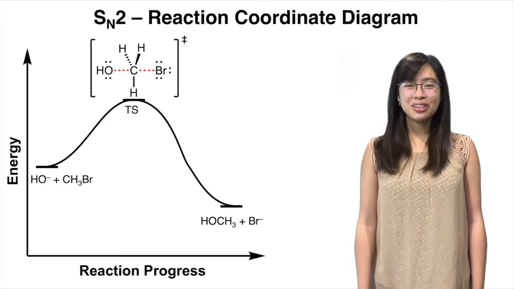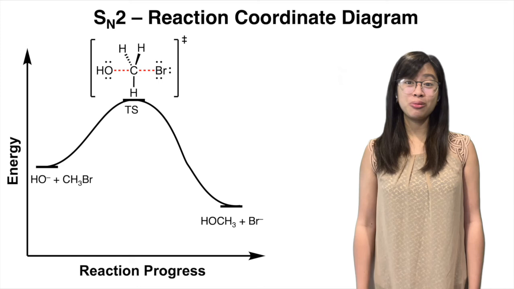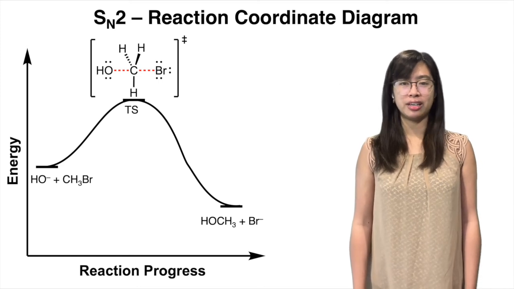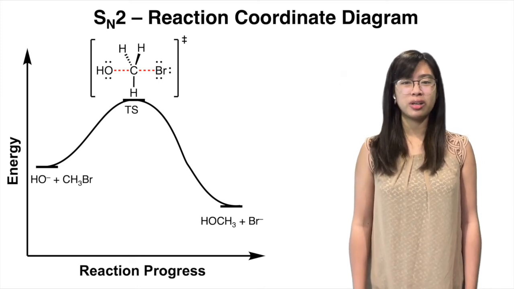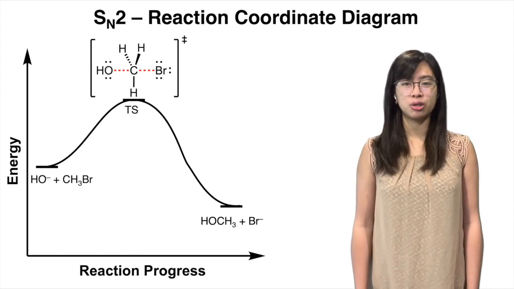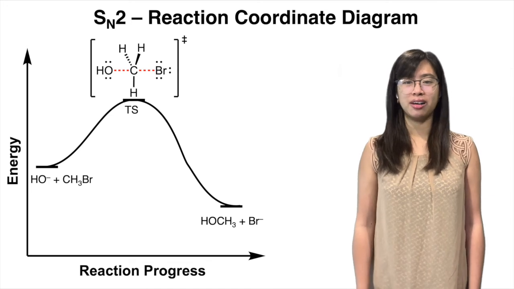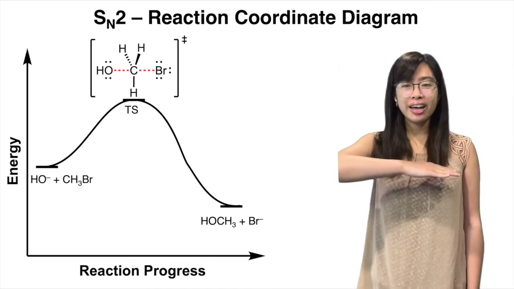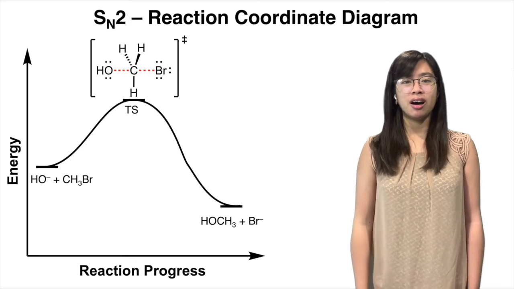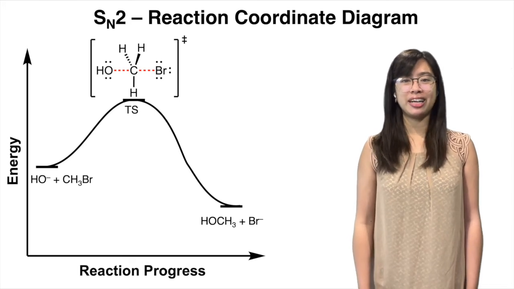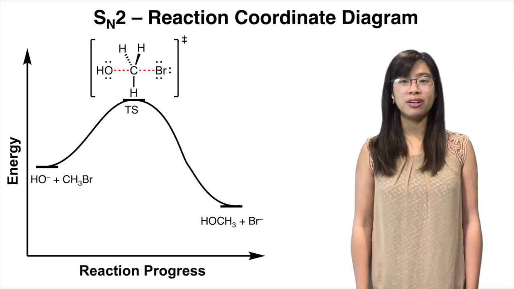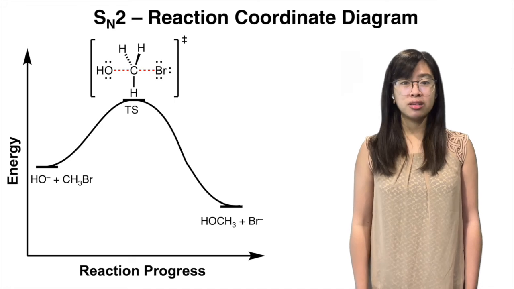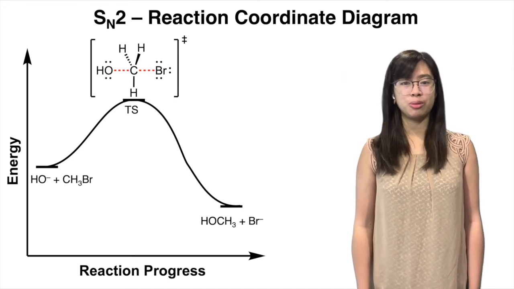We can plot the structures of an SN2 mechanism on what's called a reaction coordinate diagram that essentially displays how much energy a reaction requires in order to form the products. The x-axis shows the reaction progress, while the y-axis shows energy. On the left, we start the curve at our reactants, which would be our nucleophile HO-, plus our electrophile CH3Br.